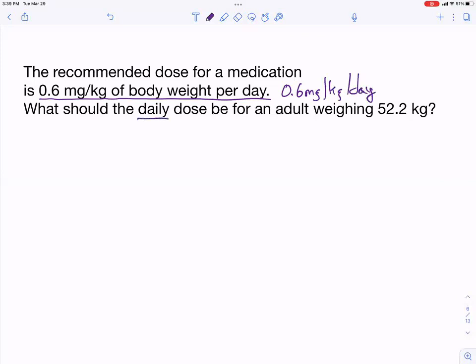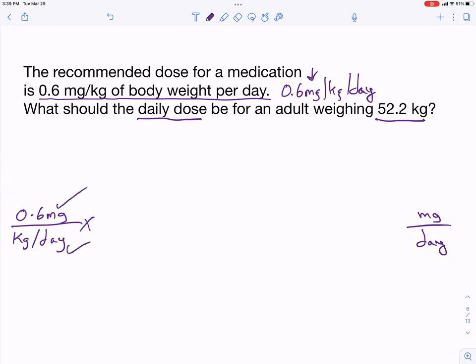What should the daily dose be for an adult that weighs 52.2 kilograms? So I'm solving for the dose, and the only unit available is milligrams, and it's per day. So I start my 3 factors the same way, the strength in my numerator and kilogram per day in my denominator.